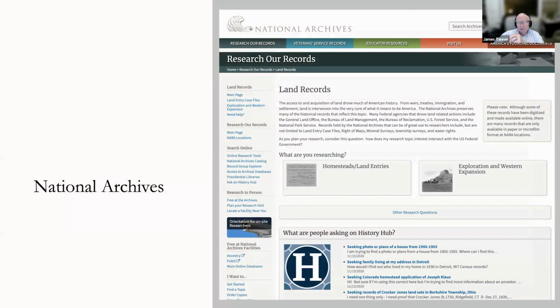Okay, so land records are even in the National Archives. There's homestead and land entries. There's other things. I would certainly recommend searching at other places on the internet to see whether these documents may be available before attempting to get some information out of the National Archives, which is quite complicated at times.